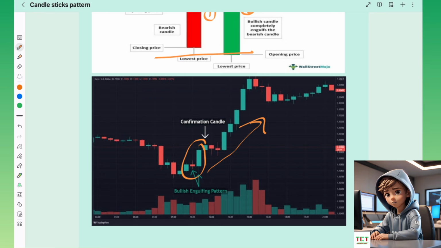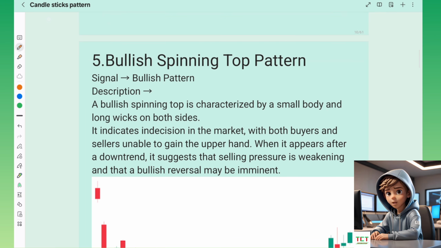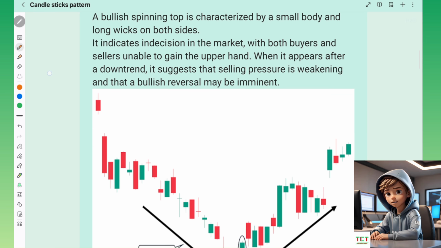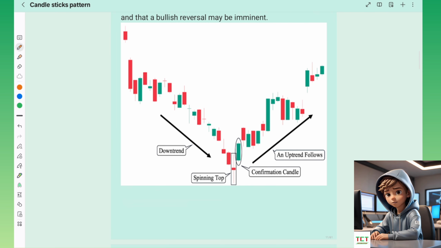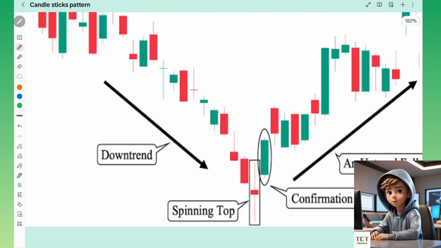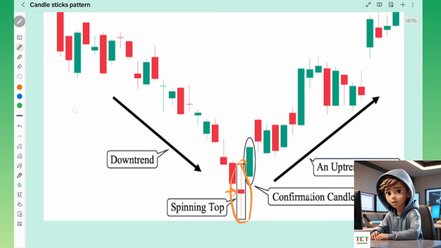All right, now let's talk about a slightly different pattern, the bullish spinning top. This one is interesting because it shows something unique, market indecision. So what does this pattern look like? It has a small body in the middle and long wicks on both the top and bottom sides. It almost looks like a spinning top toy. That's why it's called spinning top.